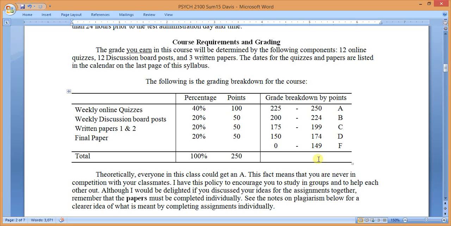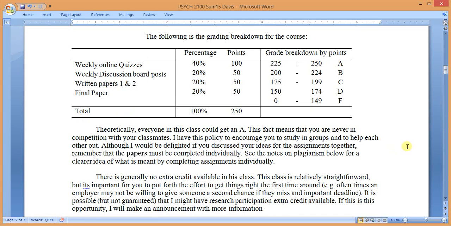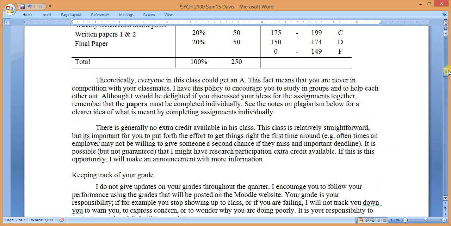All papers will be submitted through turnitin.com, which checks for plagiarism against published sources, but also other papers written by other students at Chicago State. So just make sure that you are writing your own papers, and we'll talk about that when we talk about plagiarism. Generally, there is no extra credit in the class. So don't ask. There might actually be extra credit for study participation. If that becomes available, I will let you know.